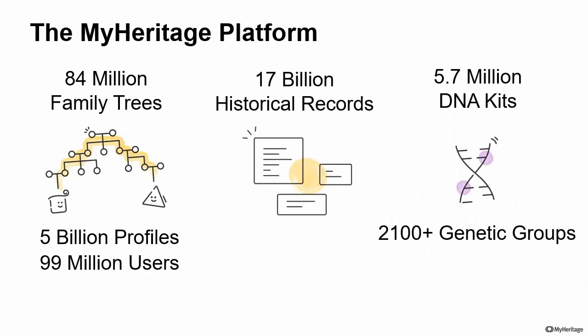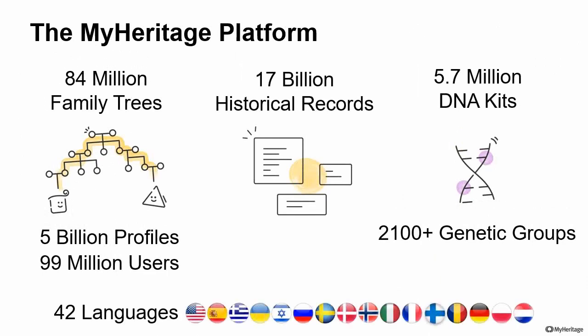And all the DNA kits, even those that you upload to MyHeritage from other companies, are getting those genetic groups for the ethnicities, but more important, at least for me, is the matching with other people. Now, one of the particularities of MyHeritage is the worldwide scope that we have, and we are supported and we are able to use everything in 42 languages.